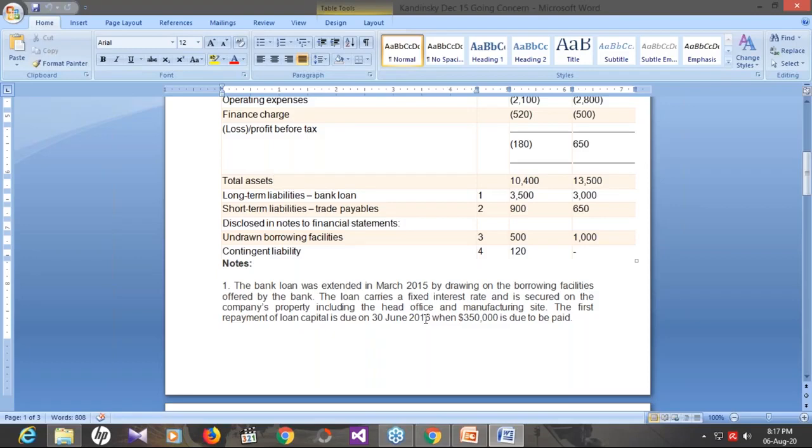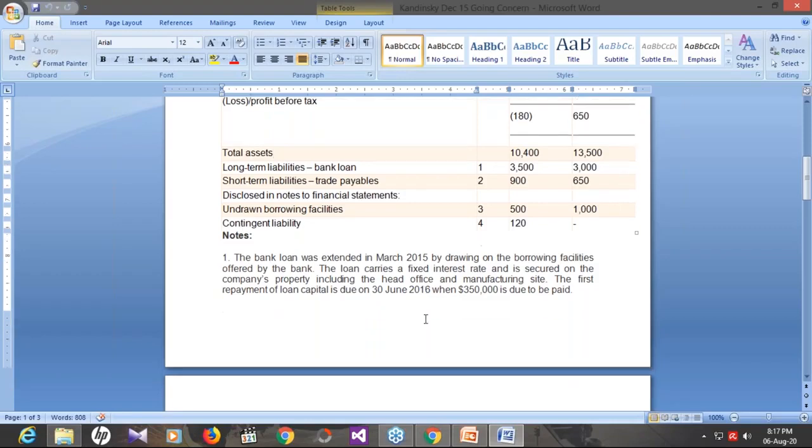So if this happens, Kandinsky will not be able to continue their functions and their operations, and ultimately they will not be able to continue as a going concern. So these are the points you should discuss.